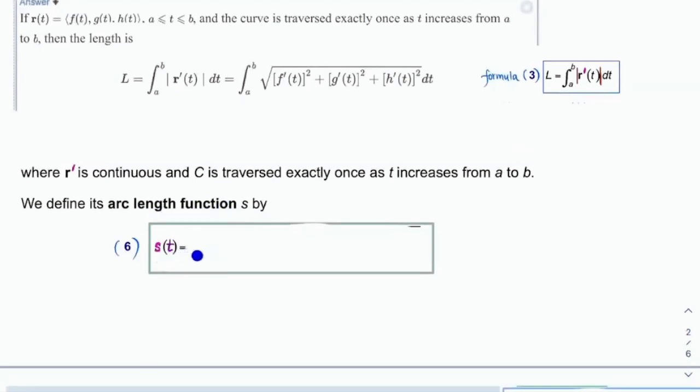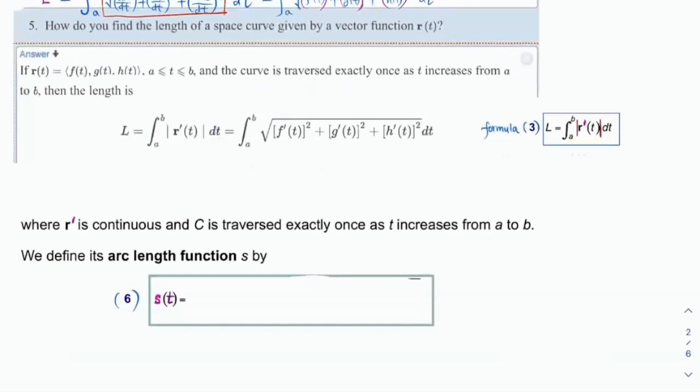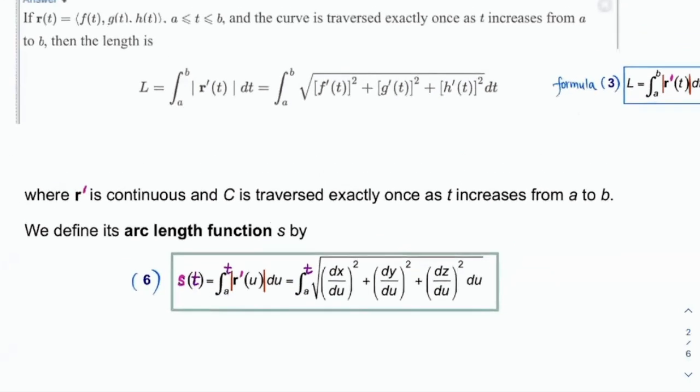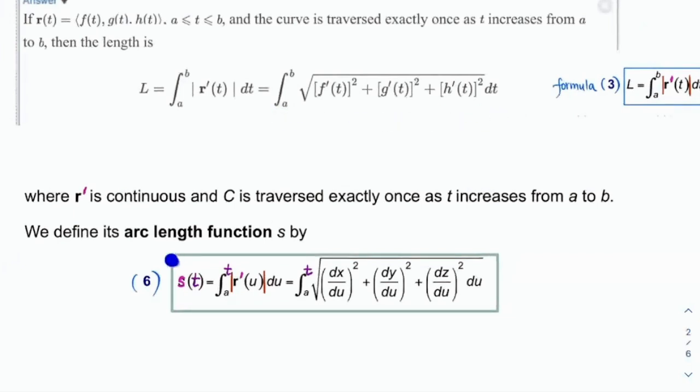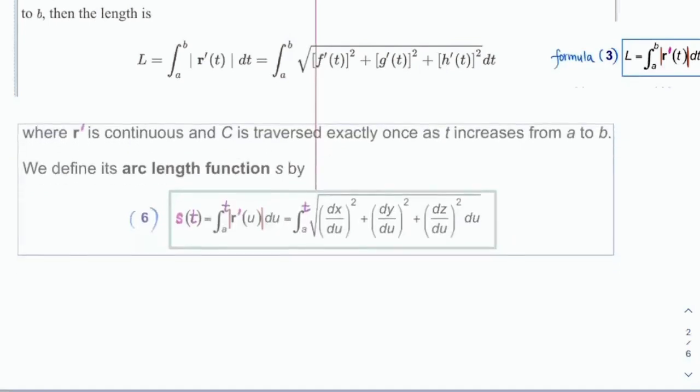Now, what about the arc length function? What's the definition? It's very similar to this, except the upper limit, instead of b, what should I put there? It will be t. Think about this as the arc length from a to t. Since we use t for the upper limit, we don't want to have a t inside, so we use a different variable, u. Okay, and then we get this. This is the arc length function. So if you can remember the formula for arc length, then you can remember the arc length function. Just make the upper limit t, and use u inside. Questions?